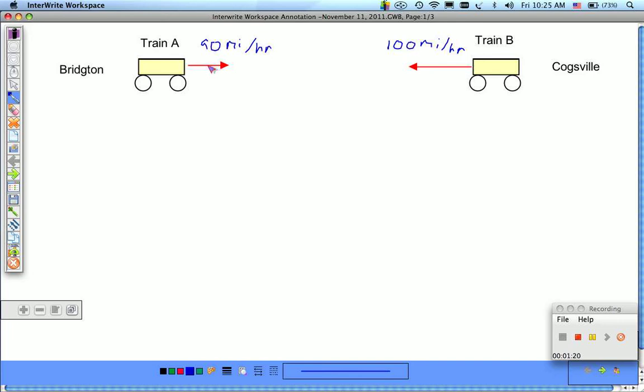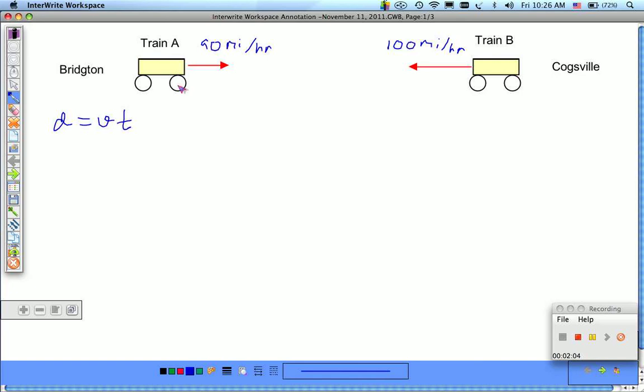Now we have to consider left and right. We're going to take train A as our reference, and train A's speed is to the right. We'll think of that as positive, and train B's speed is to the left, and we'll consider that negative, because the two trains are approaching from opposite directions. Now let's develop an expression that relates distance to speed and time. This is a well-known expression that we've been working with for several weeks now. The distance traveled is equal to the velocity times time.